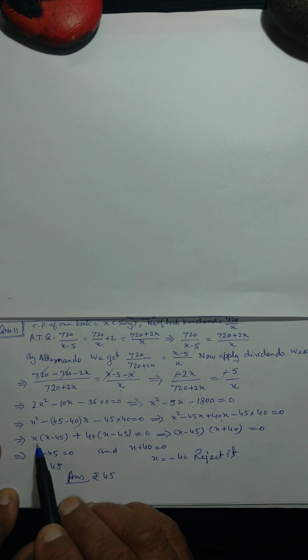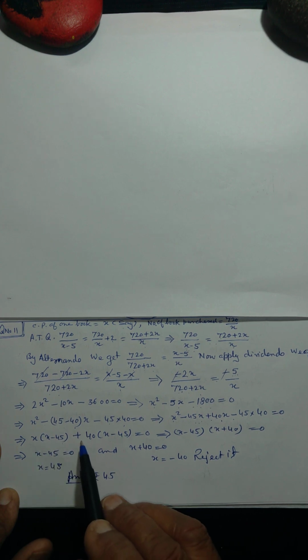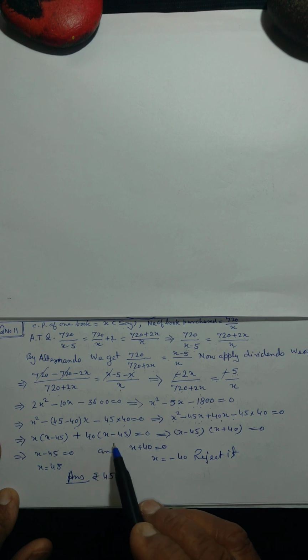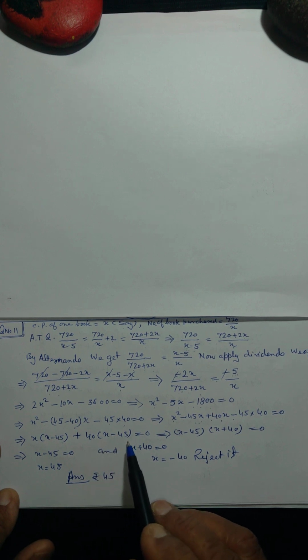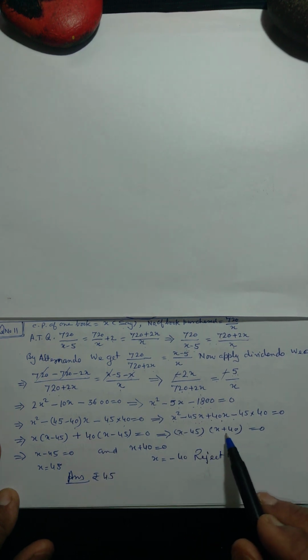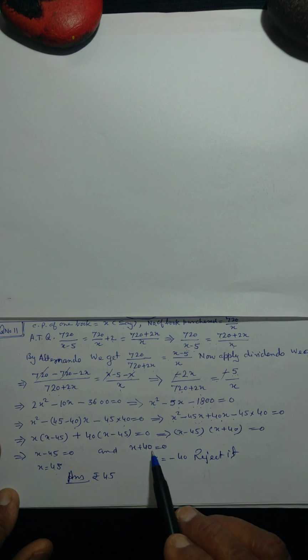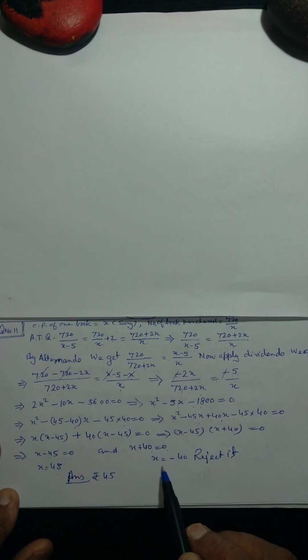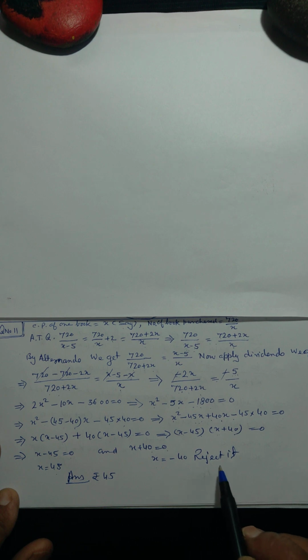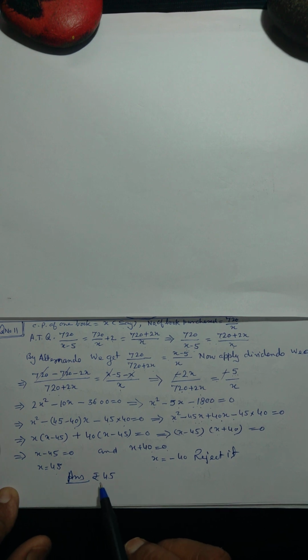Here take the x common from the first two terms. So we are left with x minus 45 plus 40 inside the bracket, x minus 45 bracket closed. Take out x minus 45 common and we are having x minus 45, and in the other bracket we are having x plus 40 equal to 0. X minus 45 is equal to 0, so x will be equal to 45. And x plus 40 is equal to 0, therefore x will be equal to minus 40. We have to reject it, being negative. So the acceptable answer will be rupees 45.